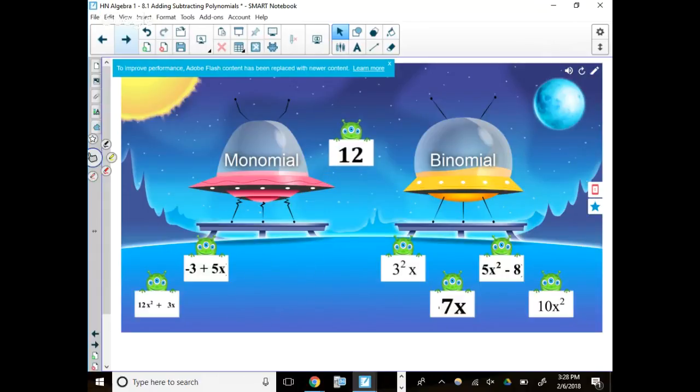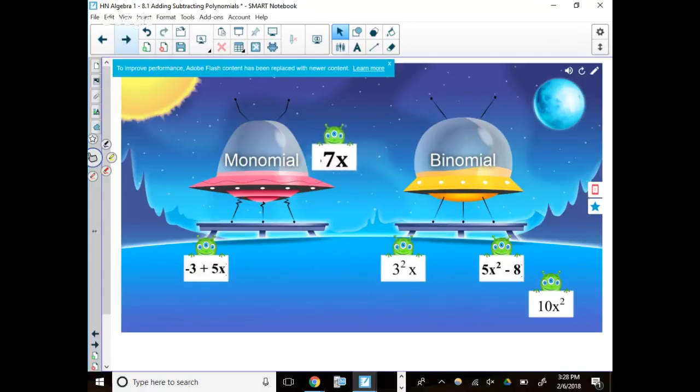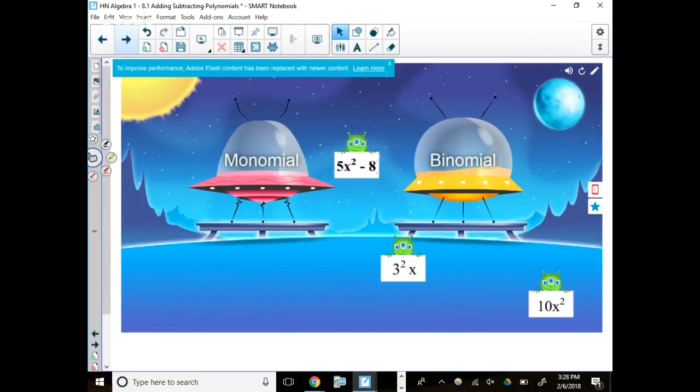This one, monomial. This one, binomial. This one, since there's no adding and subtracting, monomial. This one, binomial. This one, binomial. Again, just multiplication. So this is a monomial. And then this one. Again, this is 3 squared, which is 9. So this would really be 9x. So this is just, again, multiplication. So that is also a monomial.